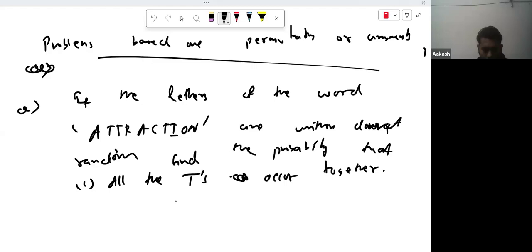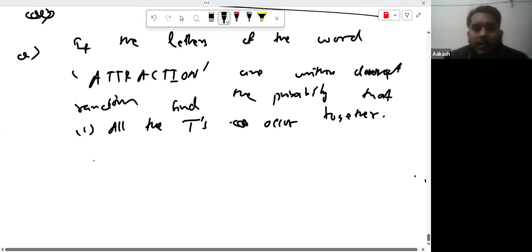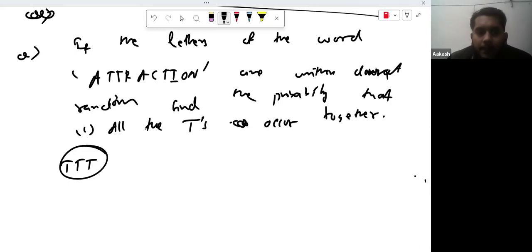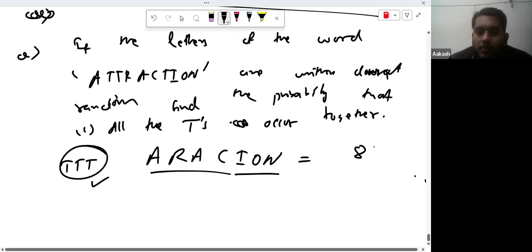Sir, is the answer 1 by 5? Okay, let's see where all the T's occur together. So all the T's occur together, that means we'll use the bag method. So we put all the T's in a bag. All the remaining letters are A, R, A, C, I, O, N. So 7, and 8 things to arrange. So 8 factorial by 2 factorial.